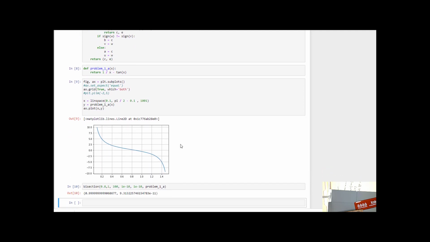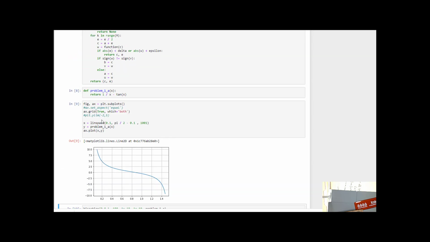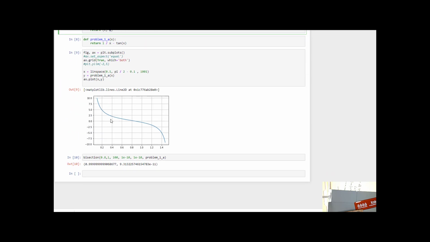Let's see. Let's just return. Okay, I'm going to pause for a moment. Okay, I figured out that I'd forgotten my own function. What it returns is that C is my approximation of the root, and E is my approximation of the error. And so we're good.